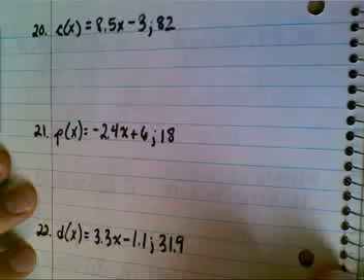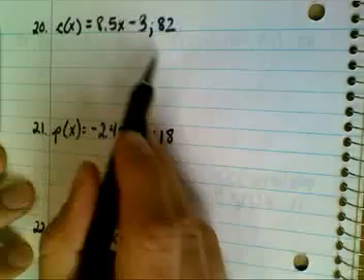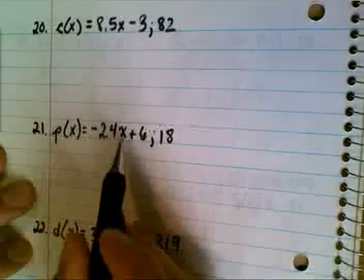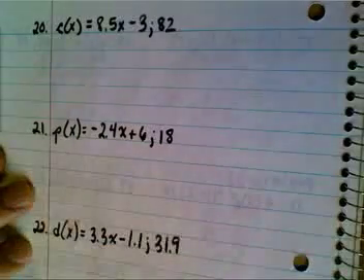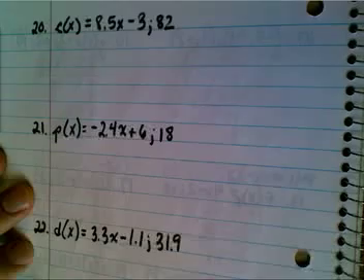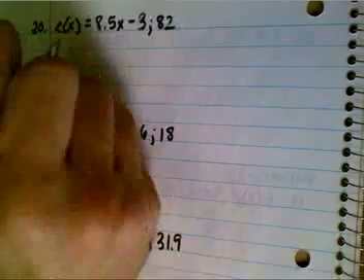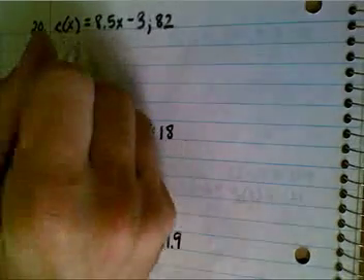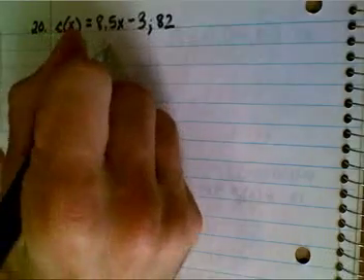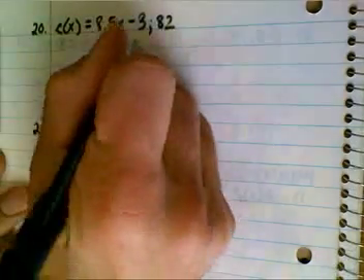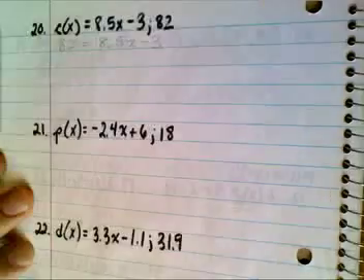Number 20. Now we start to see decimals, and a lot of people just start getting tripped up as soon as they see a decimal. I encourage you to just try it, just give it a shot, because it might actually end up easier than what you think.